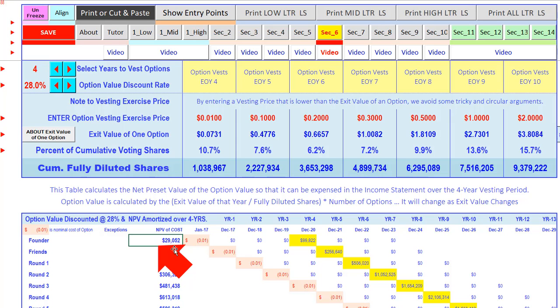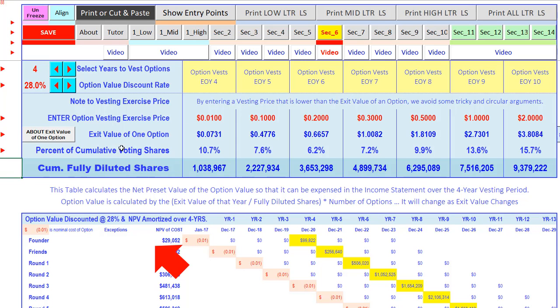Now what we're going to do with this number, this 29052, is we're going to expense it each year of the vesting period. So if this was, let's say, $40,000, and we had a 4-year vesting period, then 1/4 of this number here would be deducted as an expense from your income statement. And that is what we're doing.